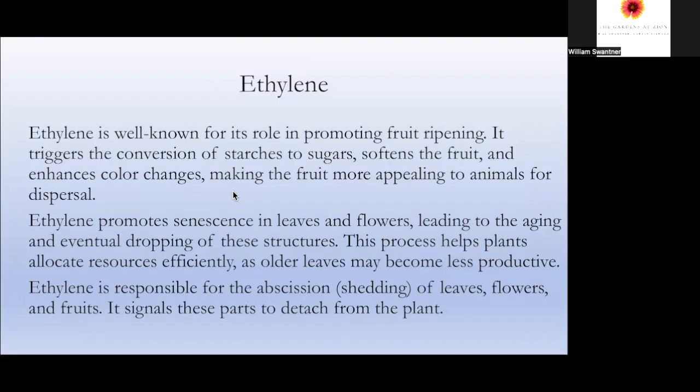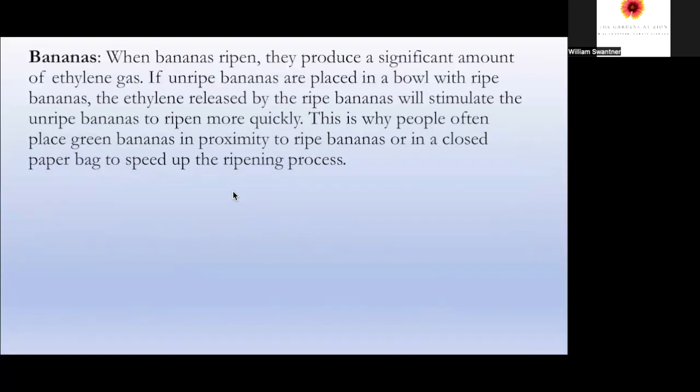Let's see. Here's an example of bananas. When bananas ripen, they produce a significant amount of ethylene gas. If unripe bananas are placed in a bowl with ripe bananas, the ethylene gas released by the ripe bananas will encourage the unripe bananas to ripen more quickly. That's why people often place green bananas in proximity to older bananas or in a paper bag, because it speeds up the ripening process. Fascinating stuff.